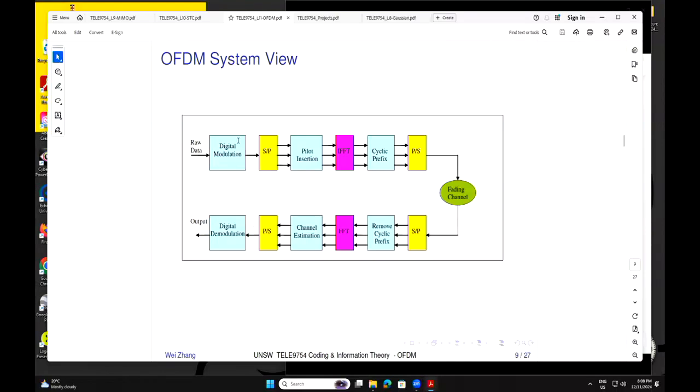So this is a typical modulation. 0, 1 is mapped to QPSK, BPSK, or QAM. And then you can ignore this part. It is for the channel estimation, where you need to add some training symbols in the beginning. So you can ignore it, doesn't matter, that's not related to the course.